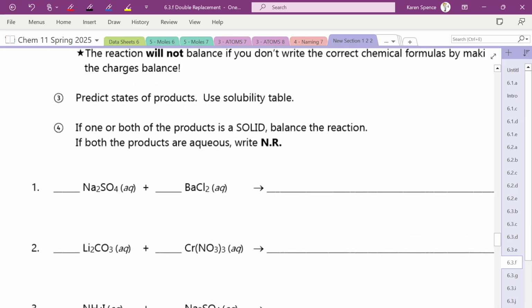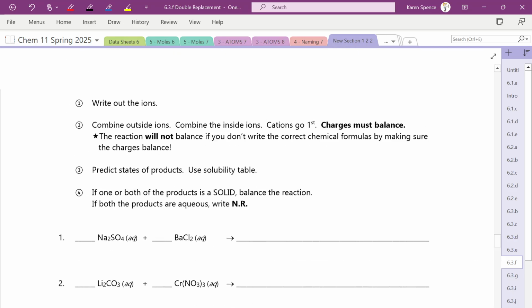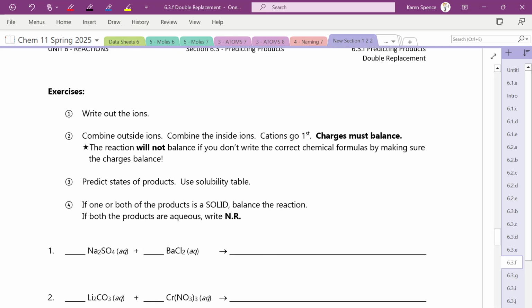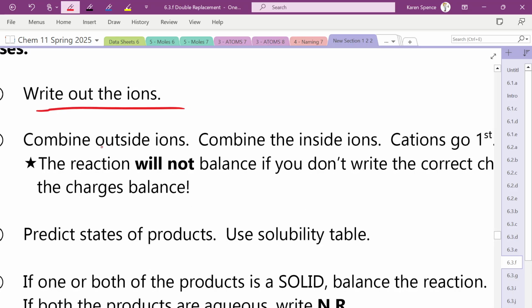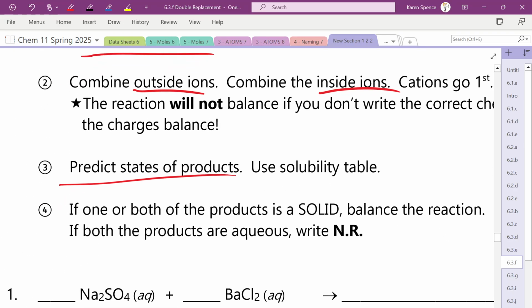There's a little bit of space above and below, so you can write the ions. So number 1, write out the ions. 2, combine the outside ions, combine the inside ions. 3, predict the state of the products. And 4, if both products are aqueous, then no reaction. If one of the products is solid, then you're going to balance it. If neither are solid, then you're going to write no reaction.